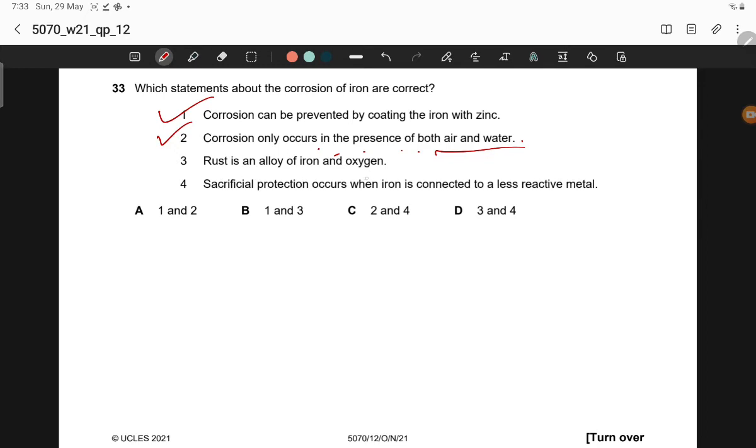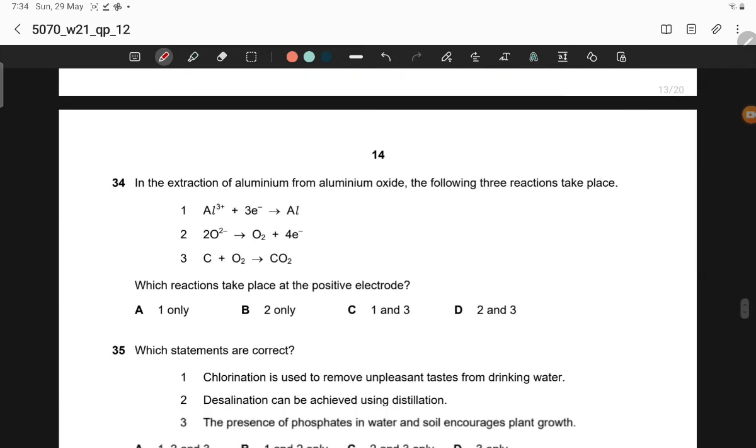Rust is an alloy of iron and oxygen. This is not an alloy. Rust is Fe2O3, which is not an alloy. Sacrificial protection occurs when iron is connected to the least reactive metal. No, the most reactive metal. More reactive metals. So 1 and 2 are correct. Option is A.